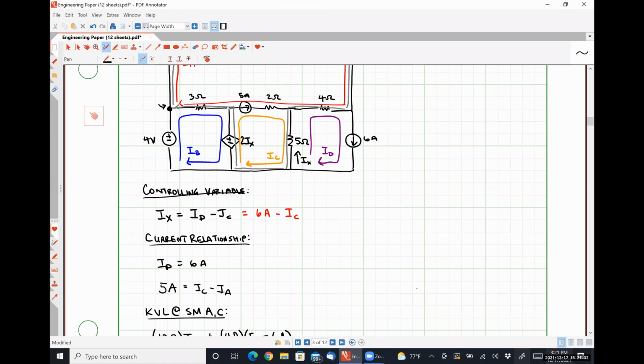Skipping over it in our KVL equation doesn't throw away that information. It's just buried in our current relationship equation. Okay, so that's why we get to avoid that path. So if it's an interior current source, even if it's in series with other things, we still go around it. Okay, so we're heading down after we see the 4 ohm resistor.